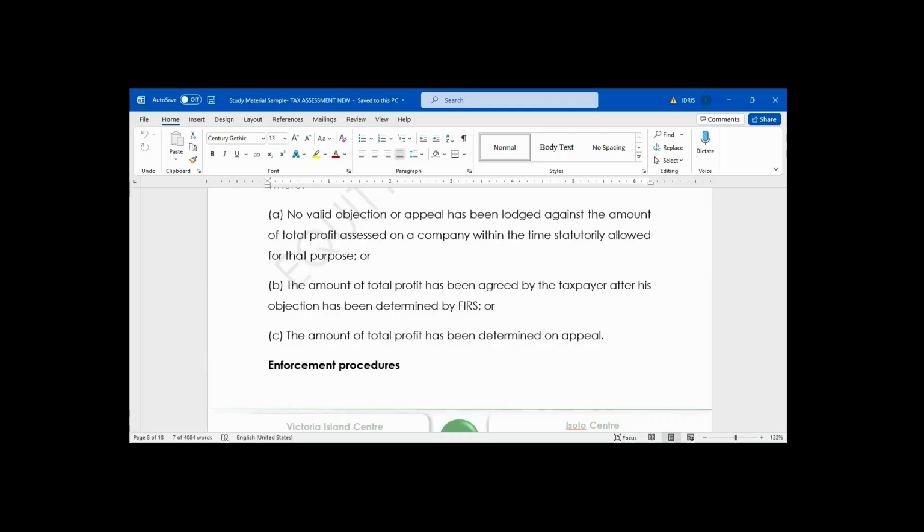Assessment is deemed to be final and conclusive when no valid objection or appeal has been raised, when the amount of total profit has been agreed by the taxpayer after its objection has been determined by the FRS, or number 3, when the amount of total profit has been determined on appeal.